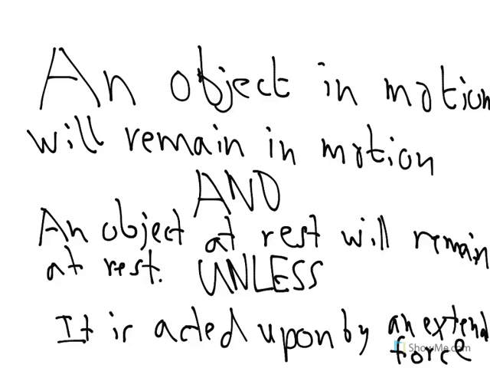Now, I know that's a lot of text to take in at one time. What does all of this mean together? So let's take this a little bit at a time. Let's start with the first part. An object in motion will tend to remain in motion.